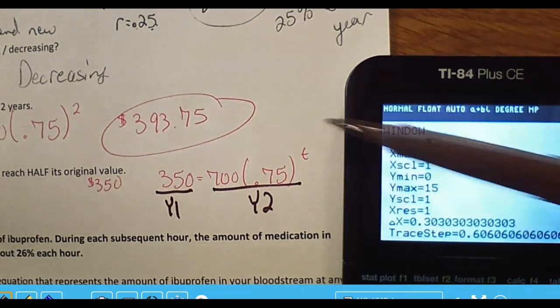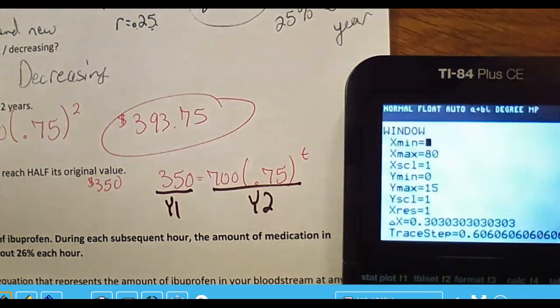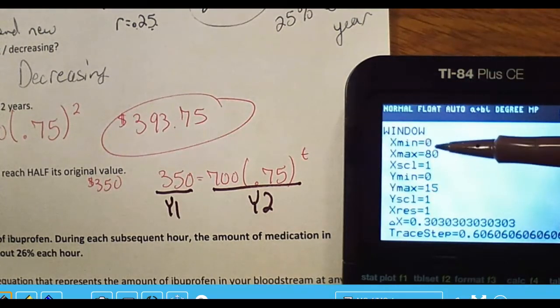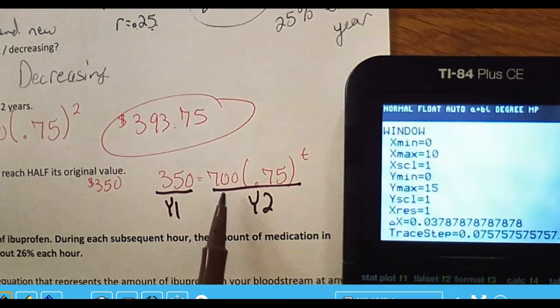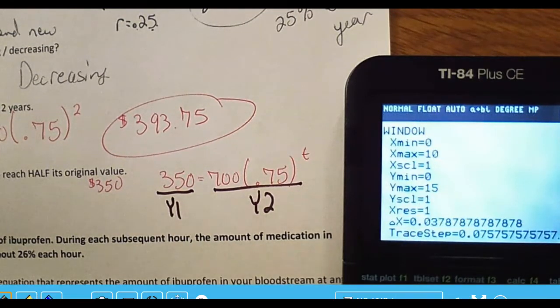And x right now is t, and t is time, so the least amount of time that will ever happen is 0. And I don't think I'm going to have a bike for 80 years, so I'm going to put 10 years, because I think that's probably as long as I'm going to own a bike. And then y is all about the beginning amount and the new amount. So the minimum amount the bike will ever be worth is 0.